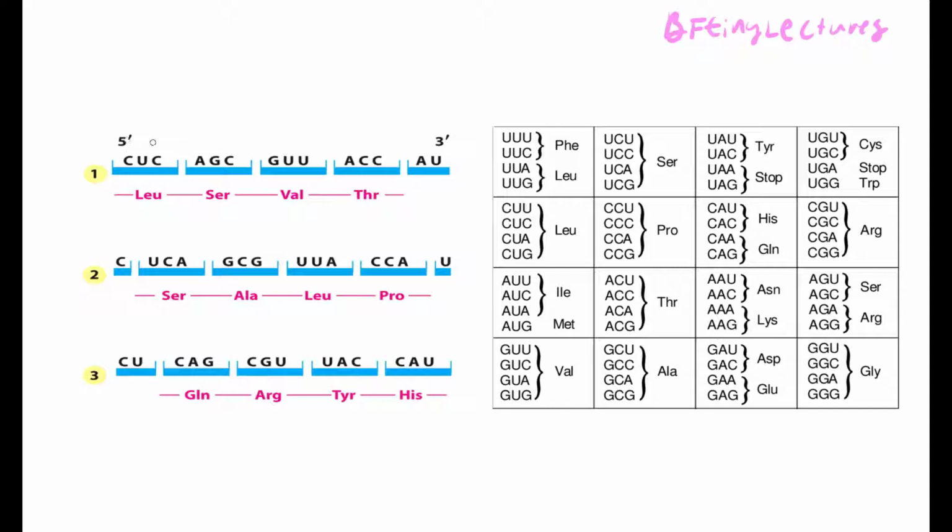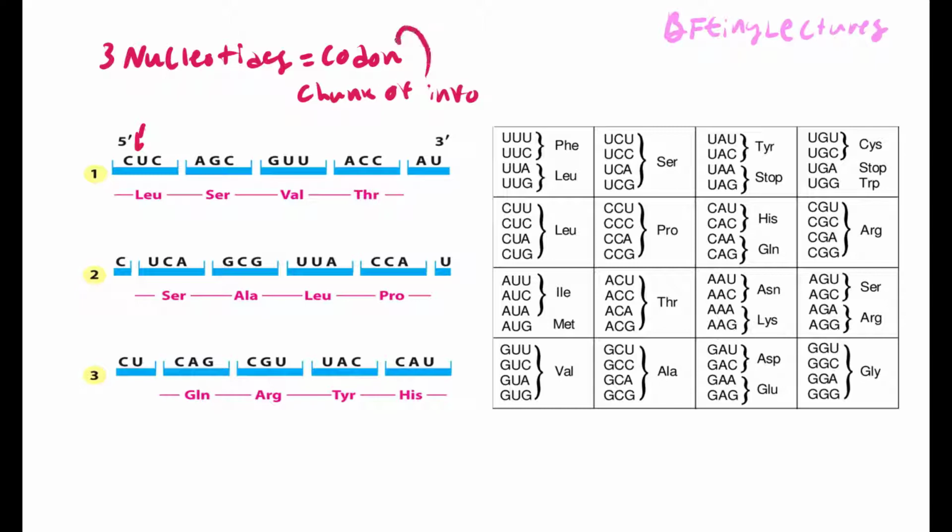Now a nucleotide is one of these letters. So C stands for cytosine, that is a nucleotide. U stands for uracil, that is a nucleotide. And of course, C is another nucleotide. Whenever you get 3 nucleotides together, they create a codon. So typically, 3 nucleotides gives us a codon. And a codon is just a chunk of information. So this is a chunk of information right there.